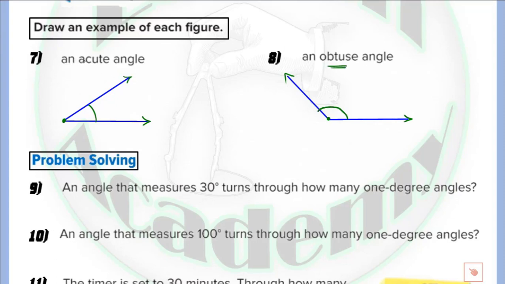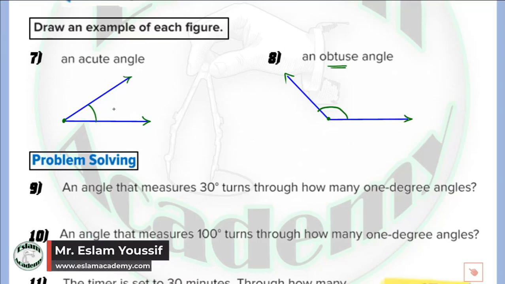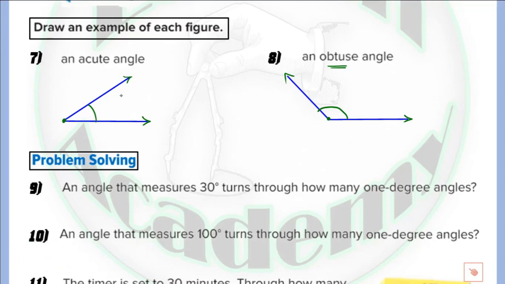So for the acute angle, its measure is more than 0 and less than 90, and the two sides are close to each other. But for the obtuse angle, the two sides are away from each other, and its measure is more than 90 and less than 180.